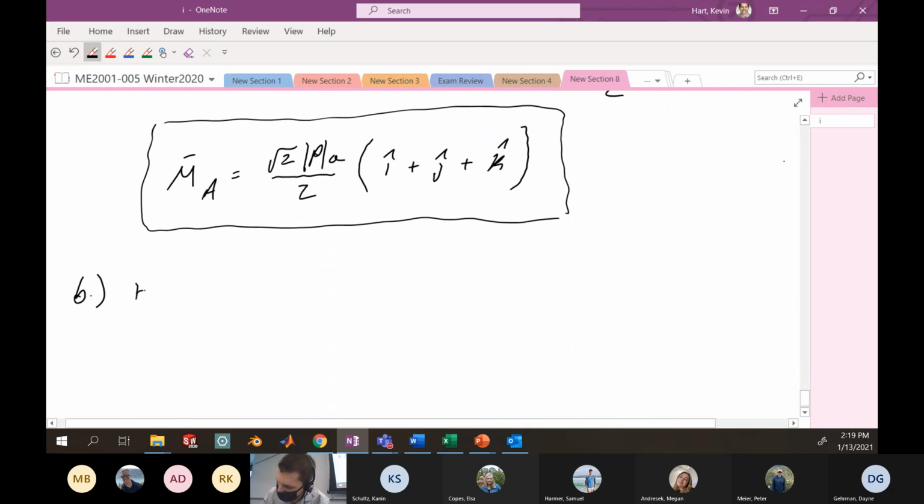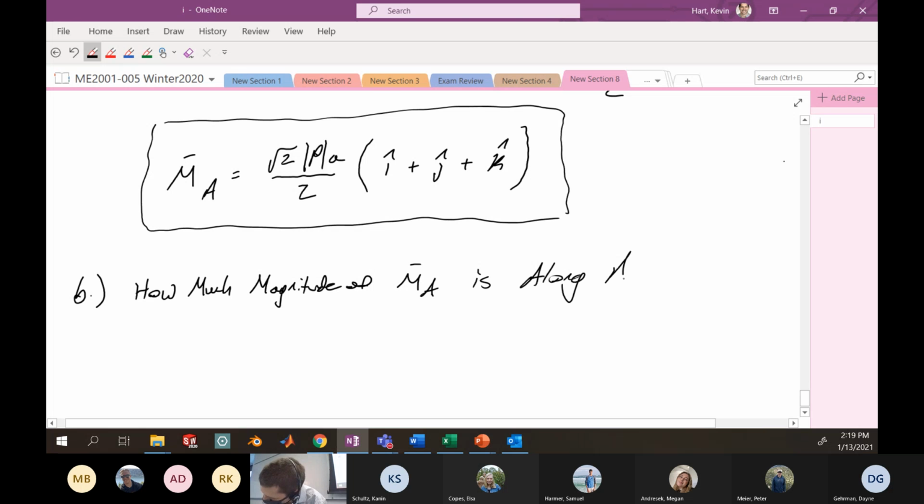So how much magnitude of my moment at A is along AB? That's the question. Okay, well, if I wanted to define a unit vector along AB, let's call that lambda AB.